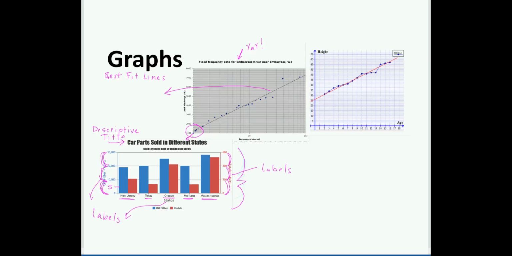But the big thing is it needs to be straight. You don't want to have drawn it by hand. And then it needs to be as close as possible to all data points.